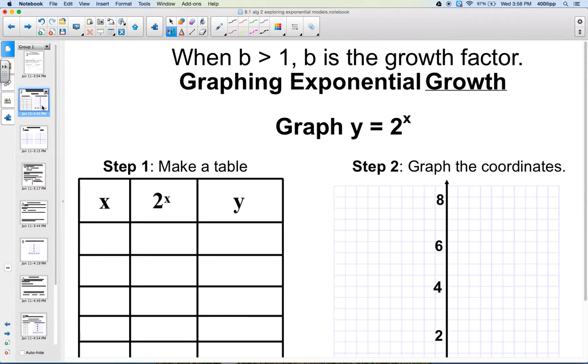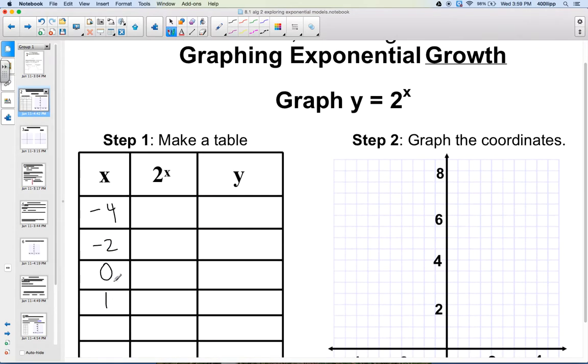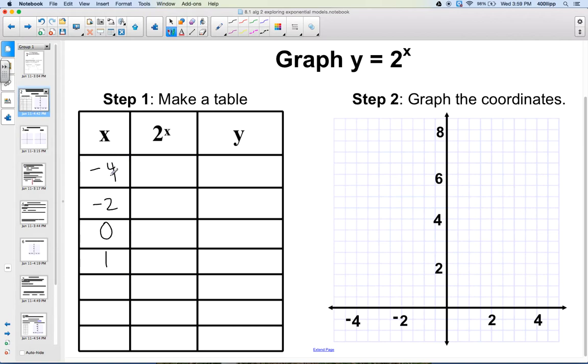Okay, so let's try and plug in some values here, and we're going to graph y equals 2 to the x. So we know that your b is a 2, and when b is greater than 1, it's an exponential growth. So we should already have a good idea of what this graph should look like. So we can plug in some values here. We can plug in, say, -4, -2, 0, 1, whichever points you really want, but plug in some negatives, 0, and some positives. Let's plug in 2, we can plug in 3.